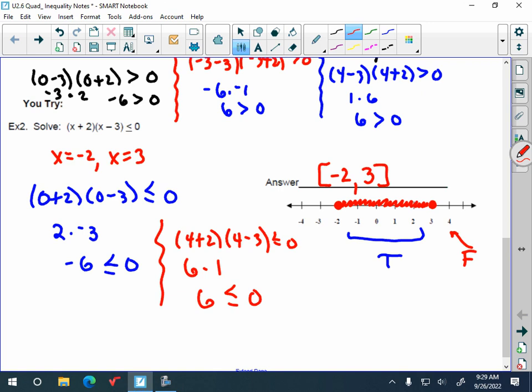And the way these work also is they alternate. False, true, false, true, false, true. So if you know this is false, and this is going to be true, and this is going to be false. Okay. If this is true, and this is false, and this is true.